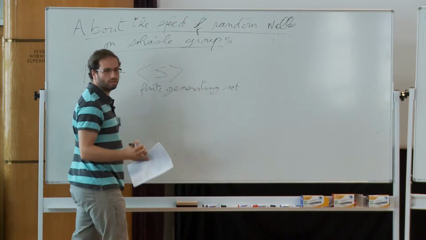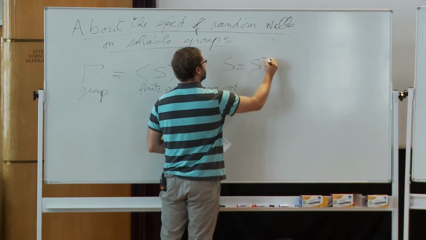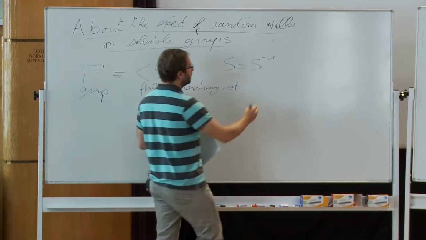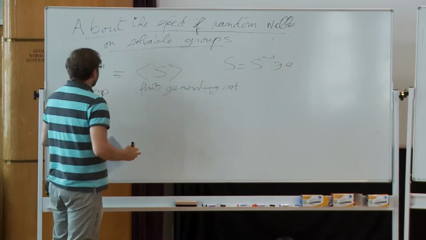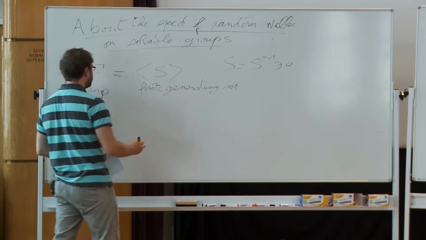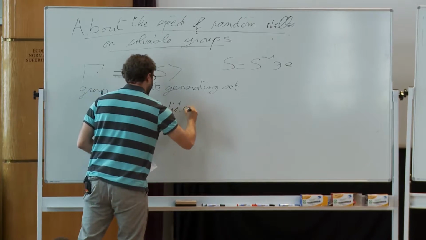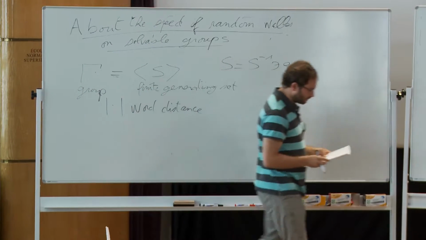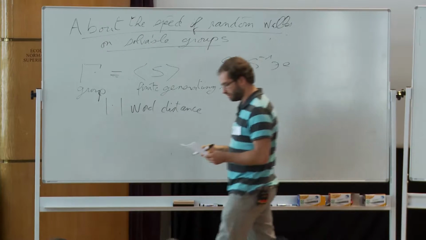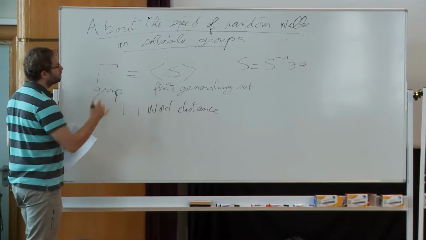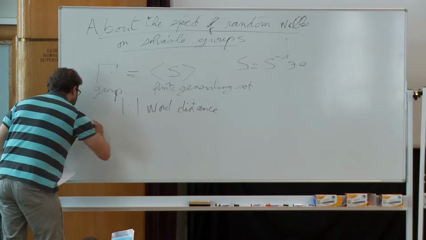I might not write it down later on, but I usually think that S contains its own inverse, and the neutral element I consider a generator. And of course, when we have such a group, we have the word distance associated to it. We can view this as the distance in the Cayley graph associated to it. And now I want to get interested in random walks on these groups, and mainly in simple random walks.